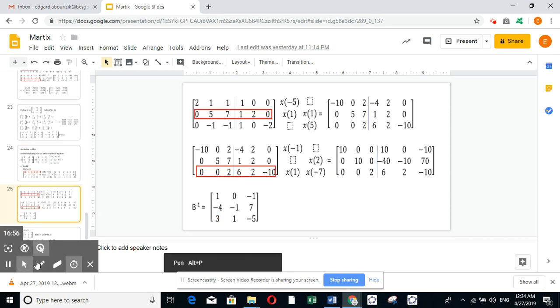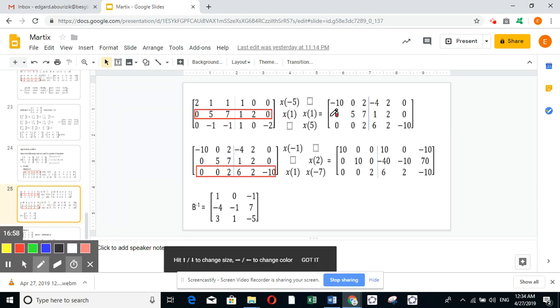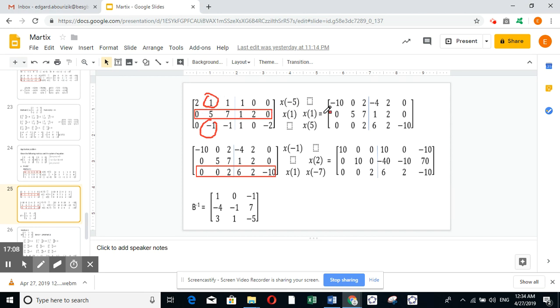Then I take the middle one to be the fixed one. So I copy the middle one. So here I must have 0, here I must have 0. So I multiply up by minus 5 and here by 1. So minus 10 plus 0 is minus 10. Minus 5 plus 5 is 0. Minus 5 plus 7 is 2. Minus 5 plus 1 is minus 4. 0 and 2 is 2.